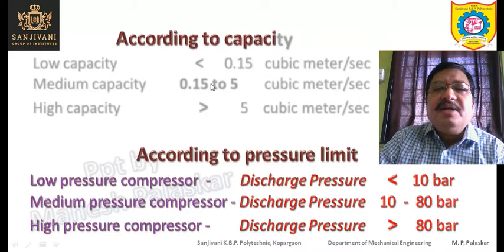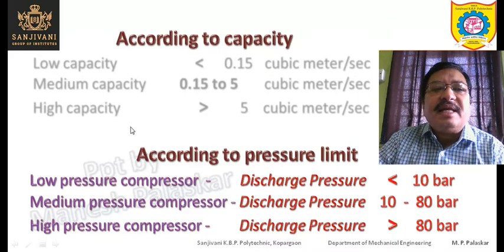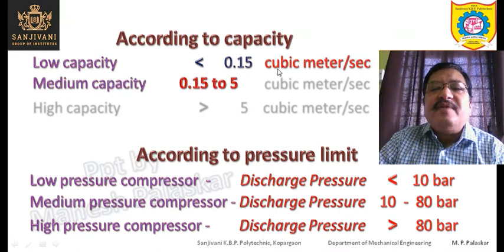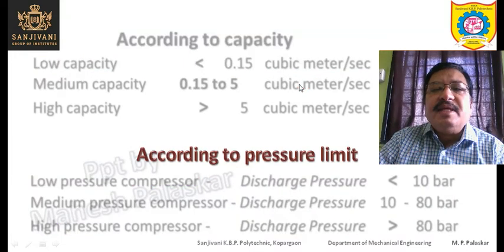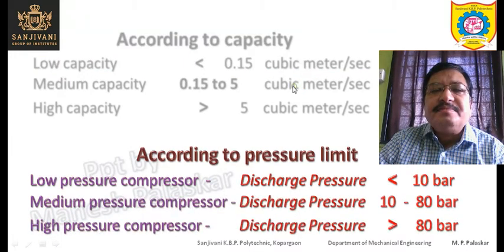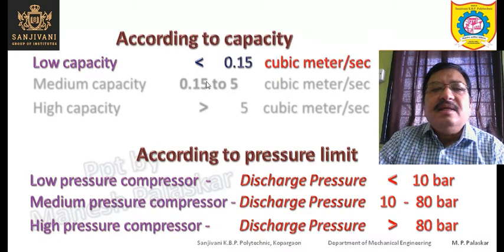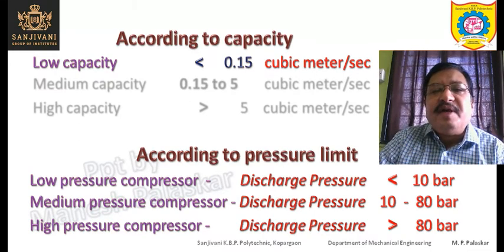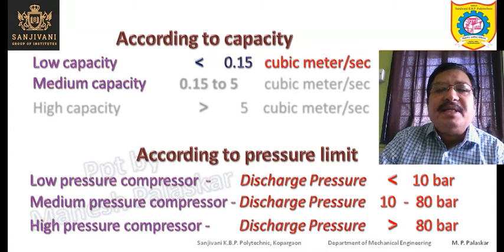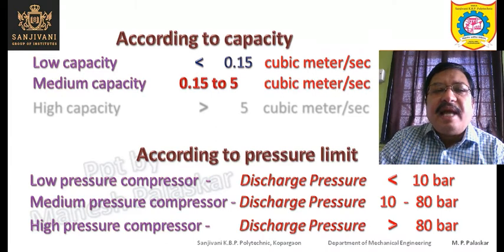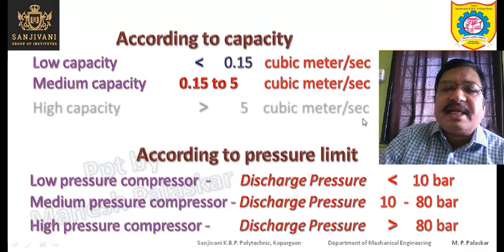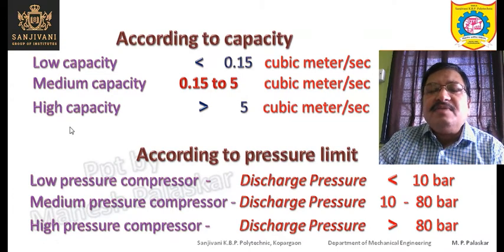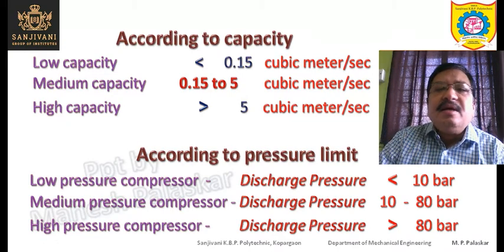According to capacity, compressors are classified as low capacity compressors, when the capacity is less than 0.15 cubic meter per second. When the capacity is between 0.15 and 5 cubic meter per second, it is a medium capacity compressor. And if the capacity is greater than 5 cubic meter per second, it is called a high capacity compressor. So this was about the classification of the air compressor.